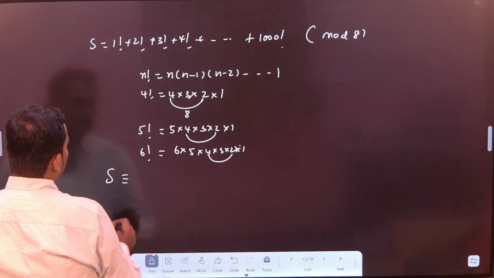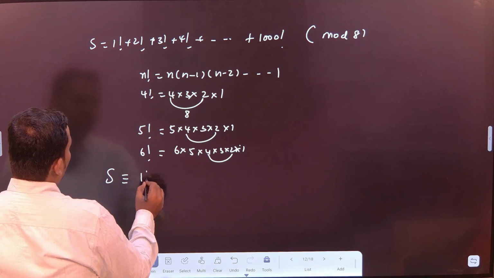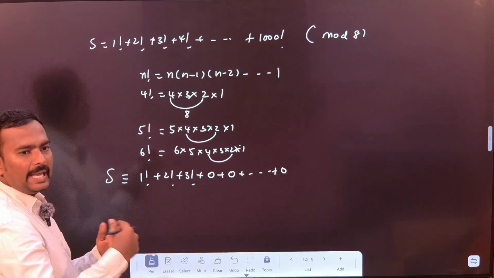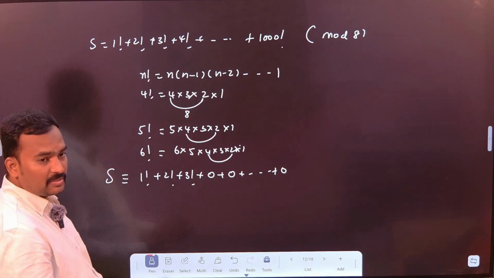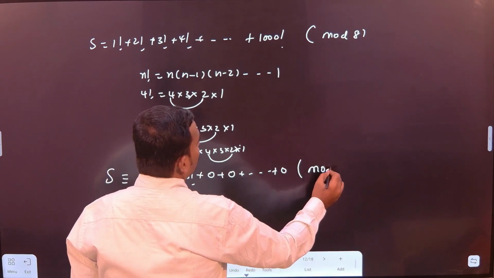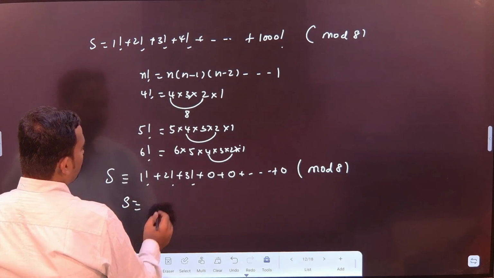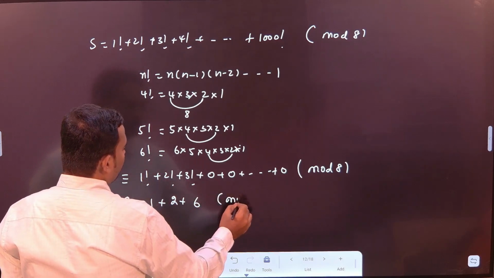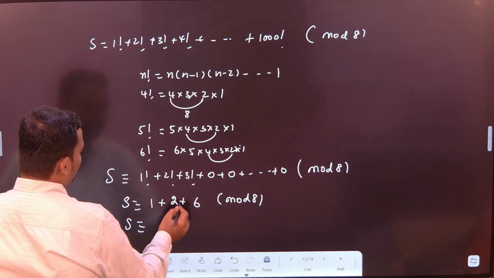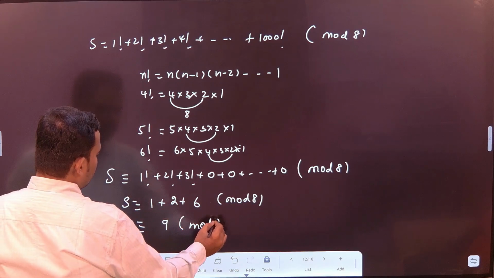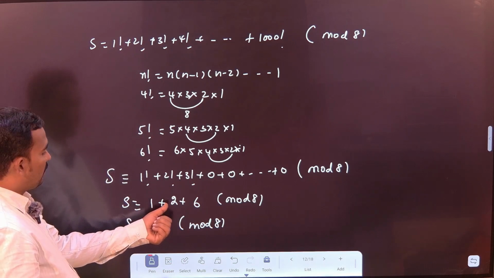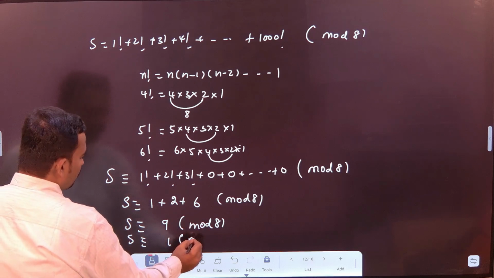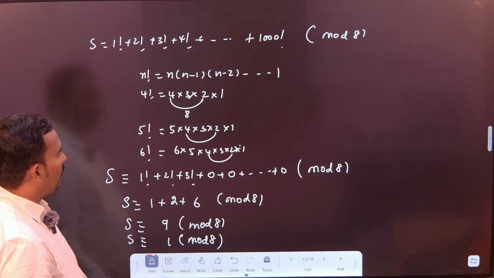Therefore S is actually 1 factorial plus 2 factorial plus 3 factorial, and remaining everything will be 0 because in each term 8 is a factor. When you divide by 8, the remainder will be 0. So modulo 8, S is congruent to 1 factorial is 1, 2 factorial is 2, 3 factorial is 3 into 2, it is 6. So S is congruent to 1 plus 2 plus 6, 9 modulo 8. Clear? I hope everyone understands, right? 9 divided by 8, it is 1 modulo 8. So 1 is the remainder.